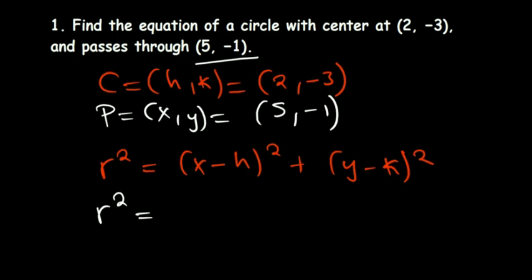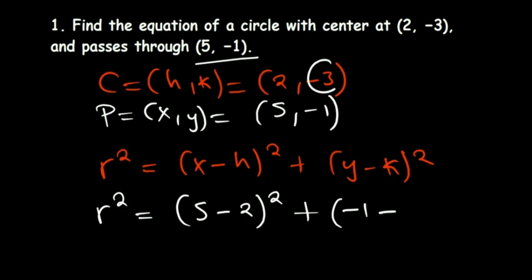So substituting into the equation, what is our x? Our x is 5. Our h is what? 2. I hope you're able to see. Y is -1 and our k is -3. So I have to be careful with the signs there.